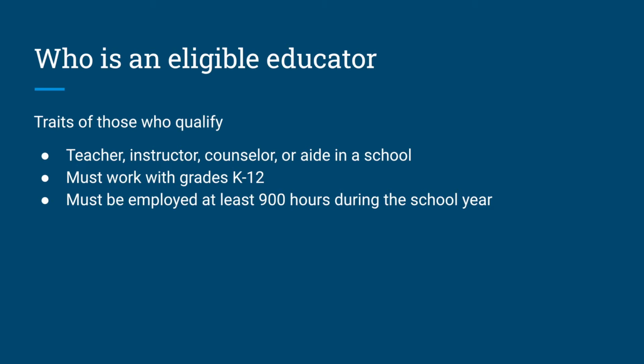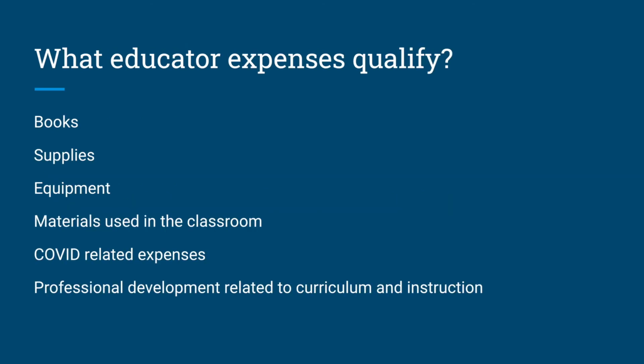Additionally, they have to be employed at least 900 hours during the school year. For most taxpayers who come in and try to claim this credit, we do not often see this be an issue, but it's still something that you need to ask the taxpayer and verify that they were in fact employed for at least 900 hours during the current school year.